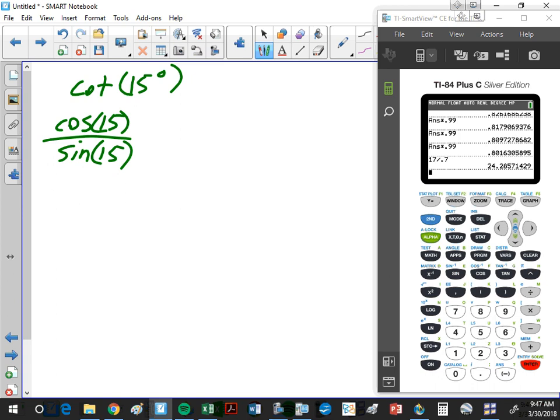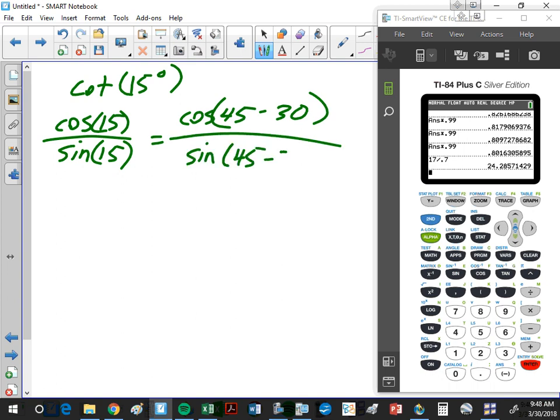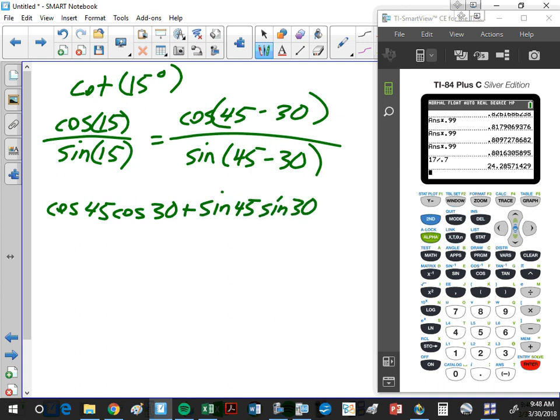45 minus 30. So I want to do the cosine of 45 minus 30 over the sine of 45 minus 30. So that will be cosine 45 cosine 30. What sign do I use? Plus sine 45 sine 30. And when possible, it's really nice to use first quadrant angles.